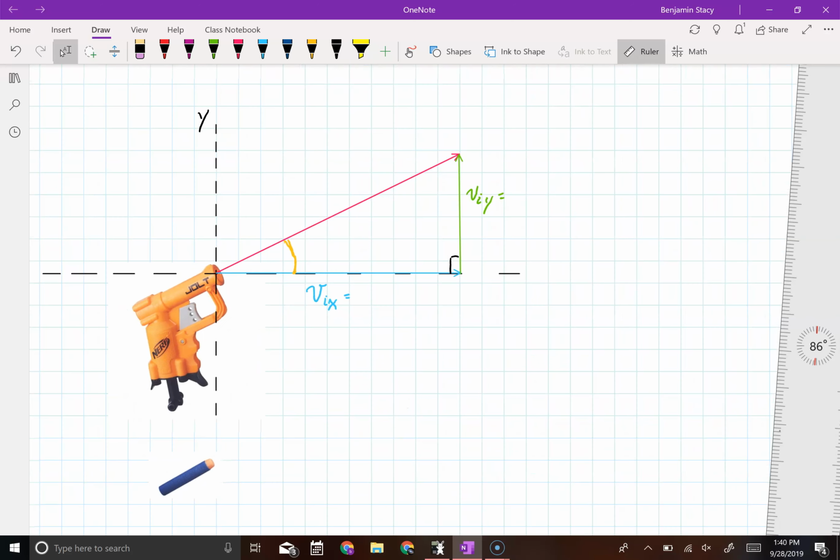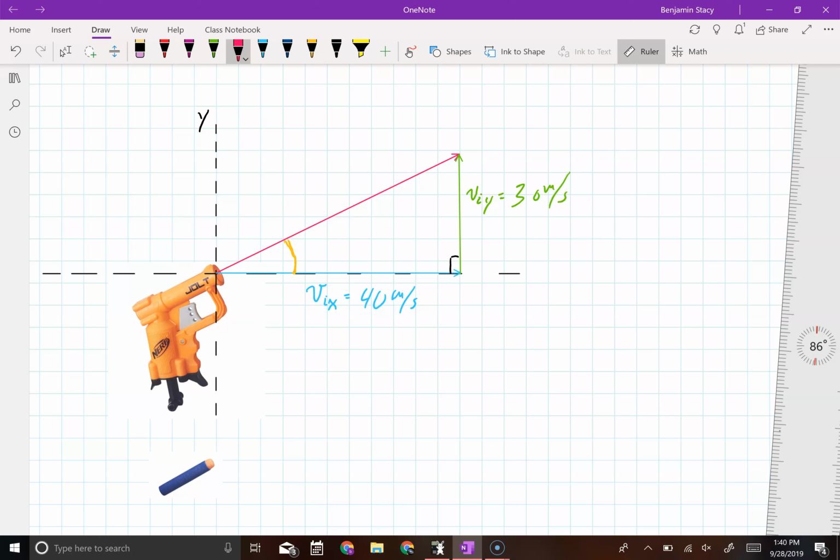Okay, so let's say that we know that the initial velocity in the x direction is 30 meters per second, and we know that that's not going to be to scale. Let's say we know the initial velocity in the x direction is going to be 40 meters per second, and the initial velocity in the y direction is 30 meters per second.